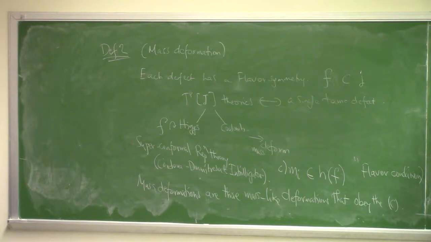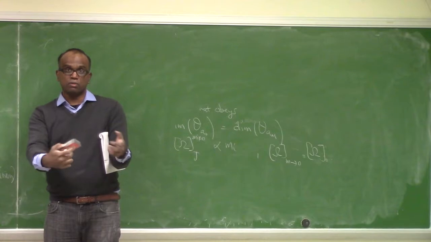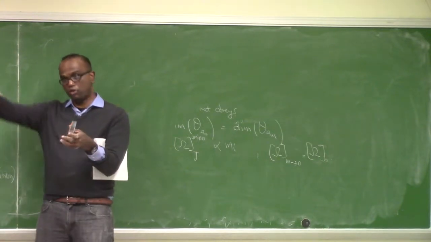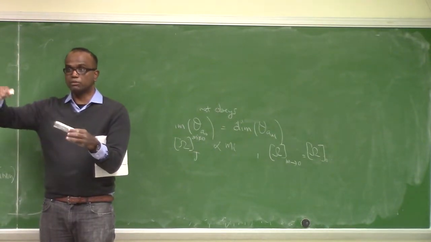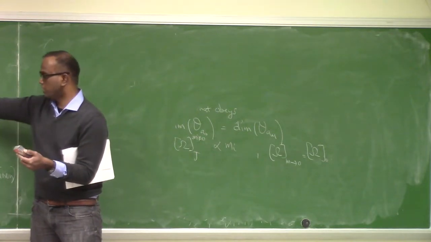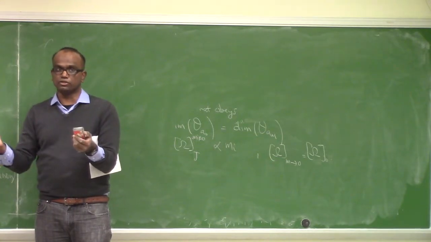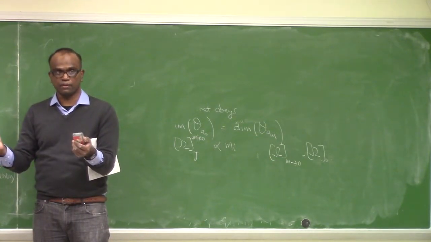So one of the features of this problem is that the flavor symmetry itself is not obvious on the Coulomb branch, but what will be obvious is if I deform the Coulomb branch, then there will be some space of deformation parameters, and on that, the Weyl group of the flavor symmetry will act in some natural way. So that's the way it will show up on the Coulomb branch.